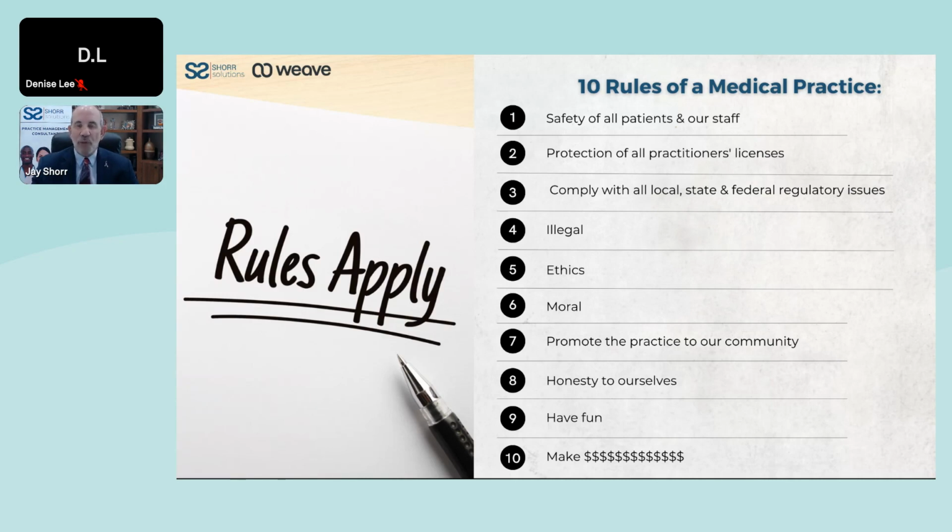We have to comply with all local, state, and federal regulatory issues, HIPAA being one of them. In our world, we have to commit to not doing anything that is either illegal, unethical, or immoral. We have to promote the practice of medicine to our community. We have to be honest to ourselves, have fun, and make money.